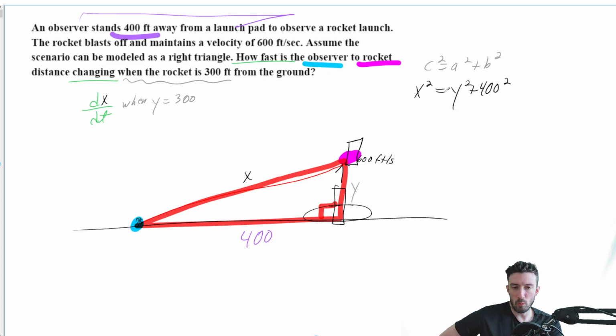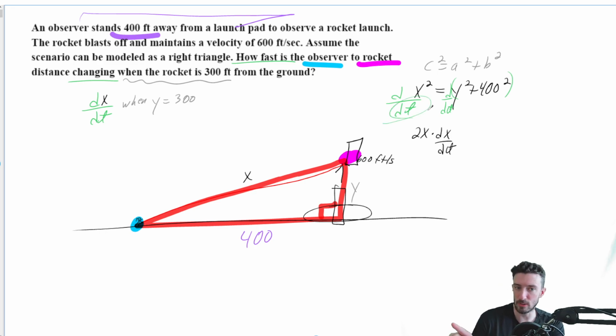Okay, so now that I have this equation, I don't want to plug in anything right now. Before I plug in, I always want to take the derivative of the equation that I made. So if I take the derivative, I'd be taking the derivative with respect to time. So d by dt on both sides. So the derivative with respect to time of x squared is 2x times dx dt. So that's the important part right there.